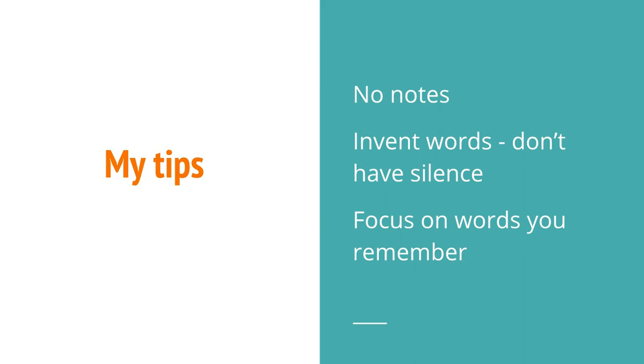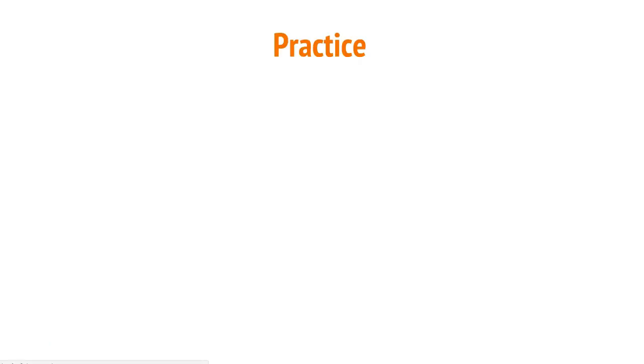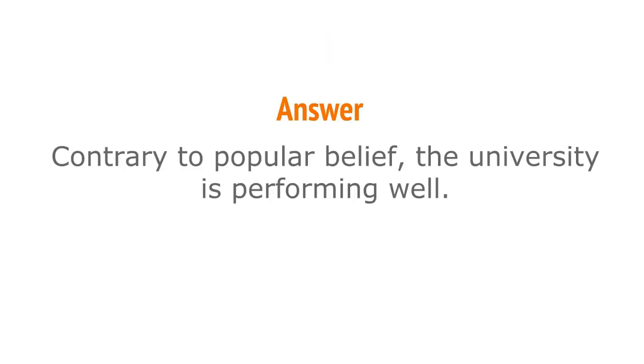Okay, how did you do here? Which words did you hear? At the beginning of the text, there was contrary to. That's a really important phrase that you need to remember. Contrary to. And at the end of the text, it was the university is performing well. The middle parts are going to be the most difficult. Let's have a look at the text. Contrary to popular belief, the university is performing well.